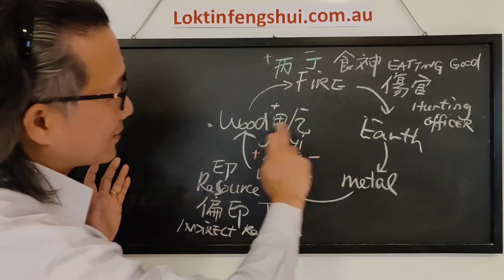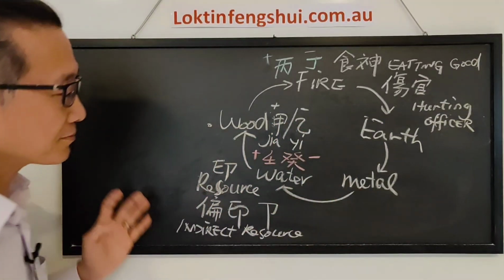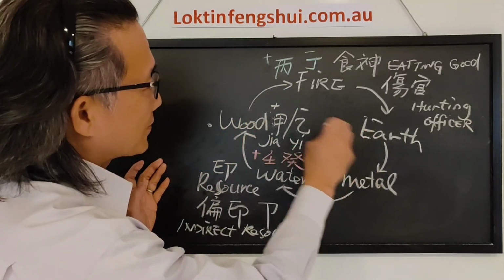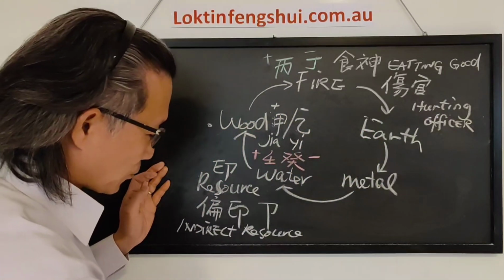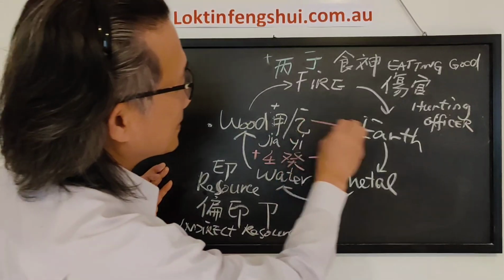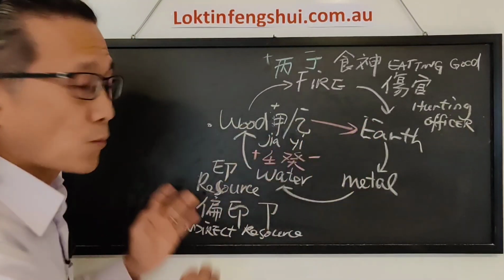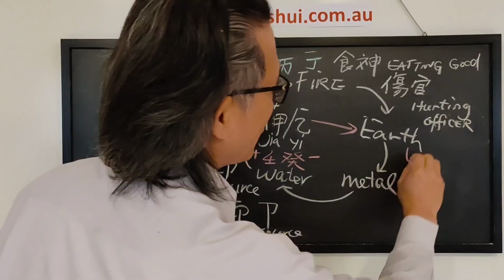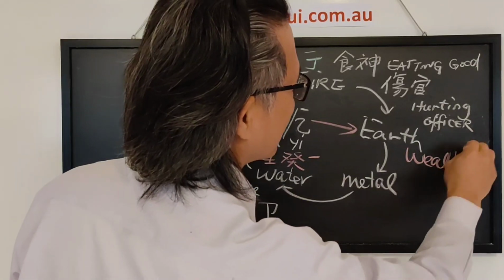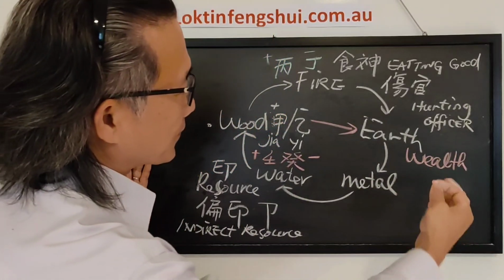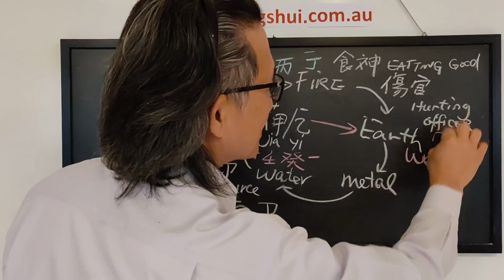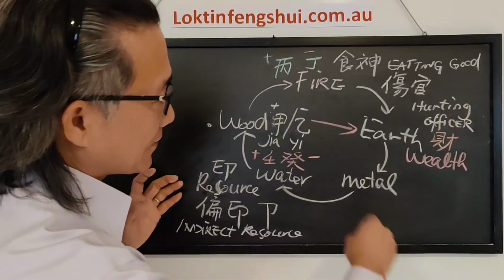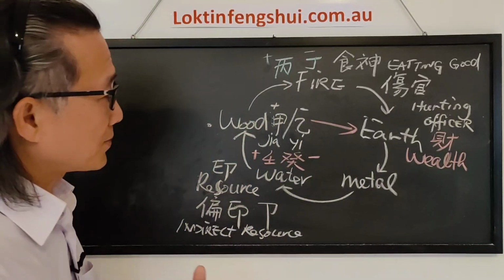And then what about the earth and the metal? The wood will control earth. So wood controls the earth. So what I control is wealth. Wealth, okay? So we will write 財, wealth. And the same concept applies.